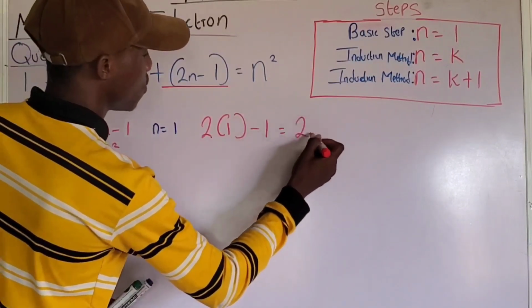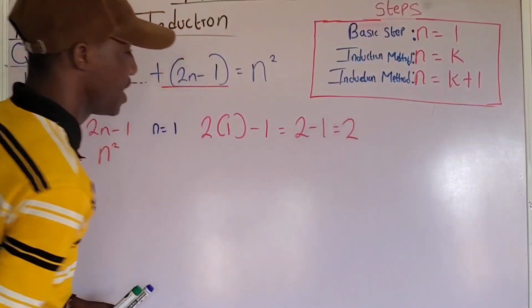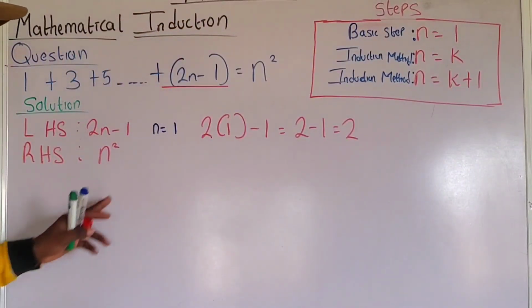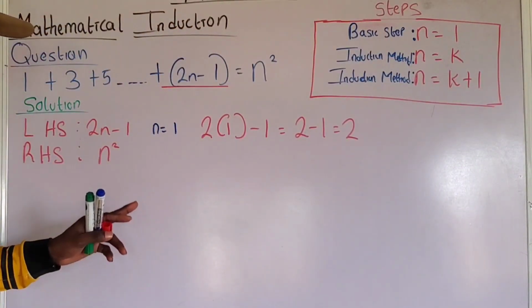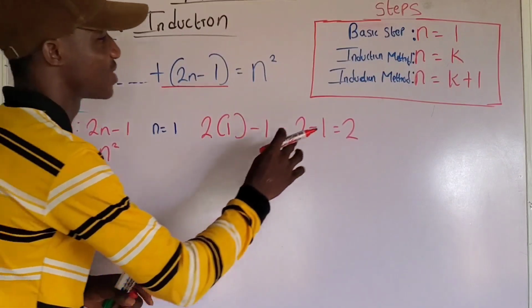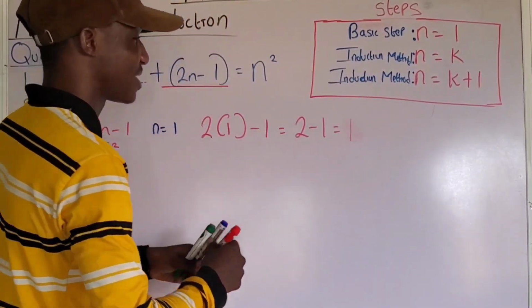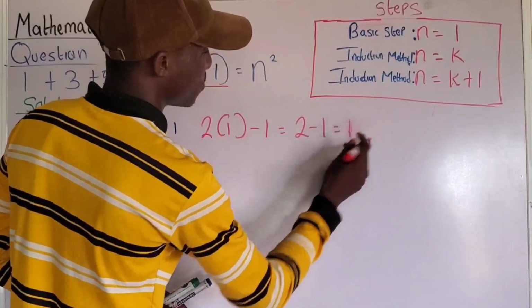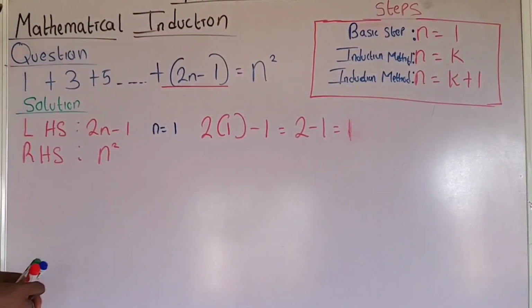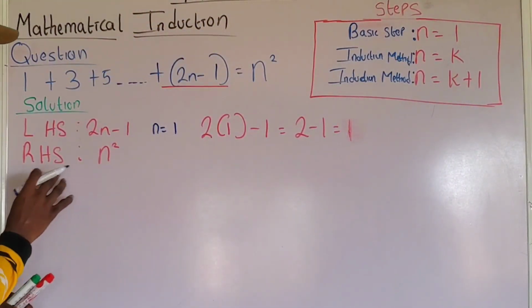That will be what? 2 minus 1, which is what? 2. Okay, you can see that when n is equal to 1, we have, oh sorry, no, 2 minus 1 is 1. I made a mistake. Okay, 2 minus 1 is 1.